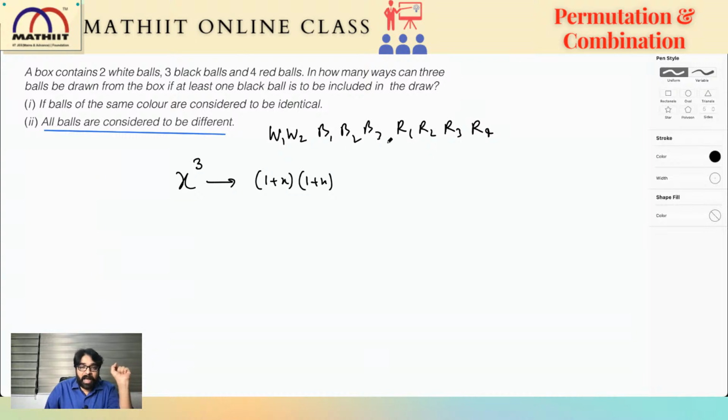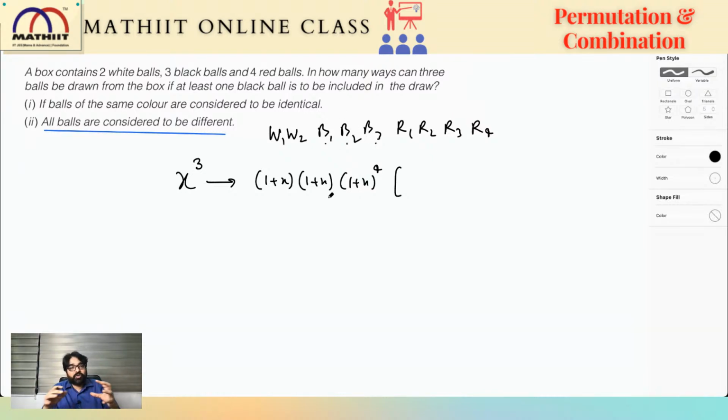So I'm not writing a black condition. R1 condition, R2 condition, R3, R4, so that will become (1 + x)^4, into B1, B2, B3. What will we say? Either B1 will compulsorily come, and B2, B3 may be a choice, or B2 will compulsorily come, and B1, B3 a choice.